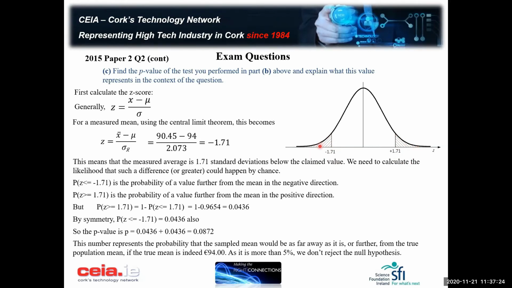So the total of those two cross-hatched areas represents the likelihood that you could be at least 1.71 standard deviations away from the mean, which is what you've measured. So how likely is that to happen by chance? You work out these areas, the total of those two areas. So we're looking at the p of z is less than or equal to minus 1.71 plus the p that z is greater than or equal to 1.71.